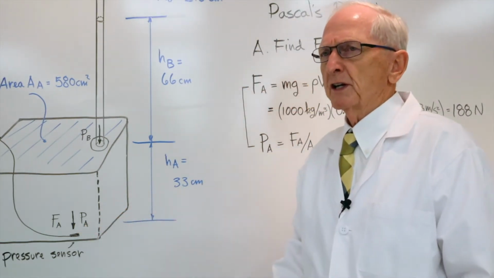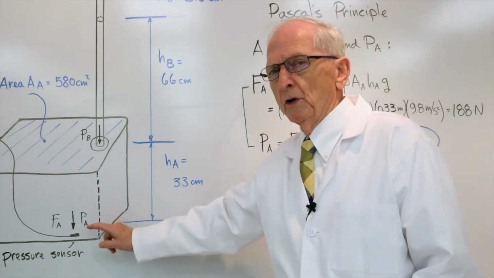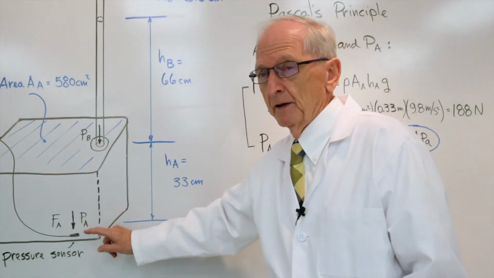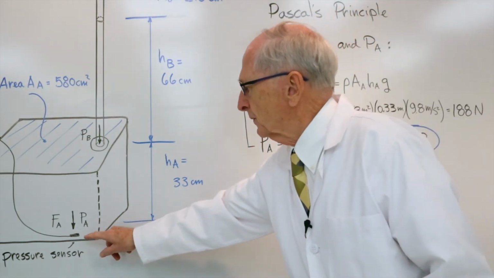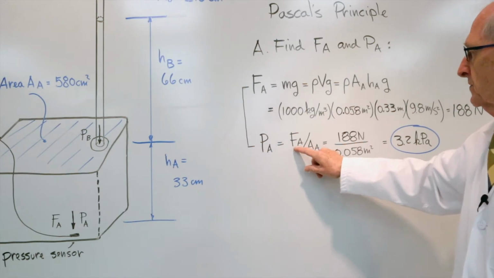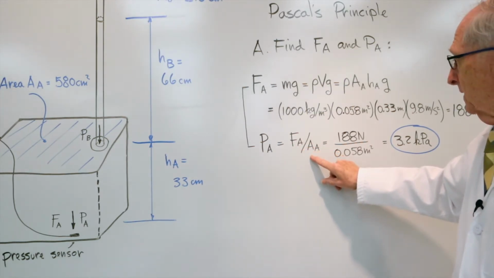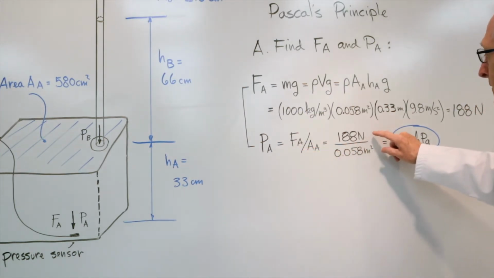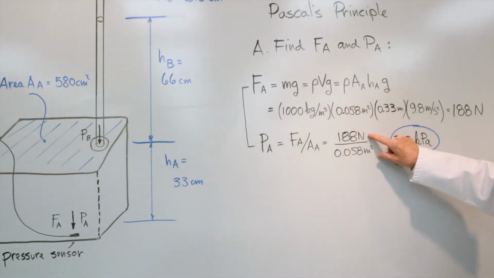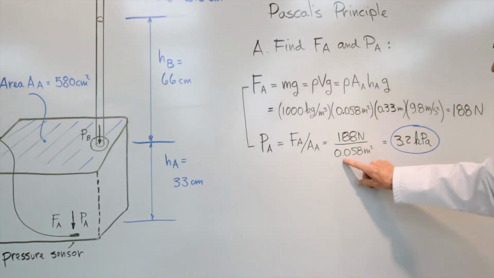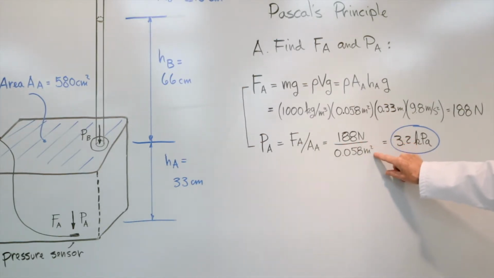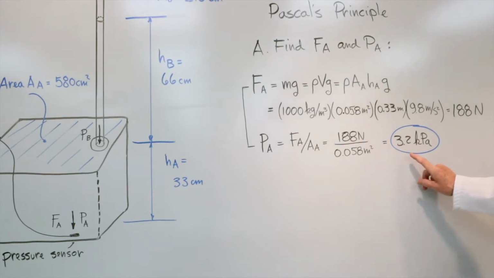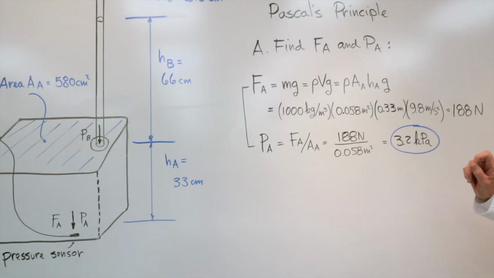But now we're interested in pressure. Pressure, as you know, is force divided by area. So the pressure at the bottom of the container, which is sensed by this pressure sensor, is F sub A divided by the area A sub A. We've just calculated that the force is 188 newtons. We divide by 0.058 meters squared. A newton per meter squared is a pascal. And what we get is 3,200 pascal, or 3.2 kilopascal.